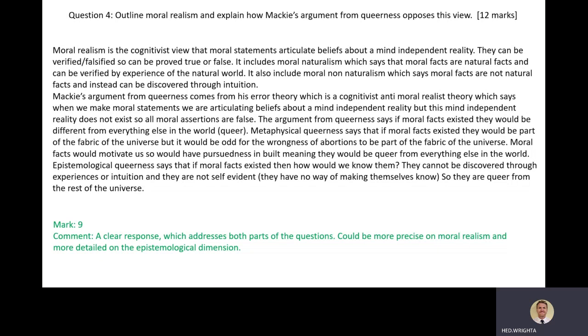They've told me what moral realism is. They've explained queerness. The examiner felt they could have been more precise, though, and more detailed in the epistemological dimension. Epistemological queerness only comes in the last 2.5 lines. So, on the whole, though, that is a good answer. Okay, so let's look at the next one.